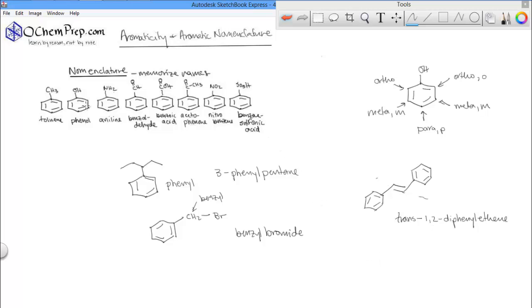So you just have to memorize these names. Let's try one more and then we'll be done and you can try your problems. So if I have this compound right here and put on a bromine and then put on a chloro, this would be 3-bromo-5-chlorotoluene.